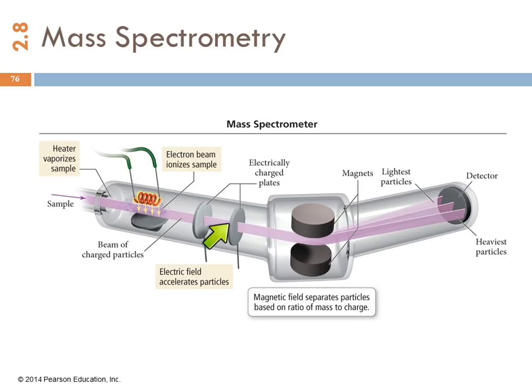And so they come speeding through here, and then when the charged particles hit this magnetic field, they interact with the magnetic field, and they will be separated based on their mass. So the heaviest particles will have the lowest angle, and the lightest particles will have the greatest angle. They will be the most deflected by the magnets. And so we can separate them by their mass, and this is how we determine the mass of different isotopes, determine the mass of lots of things.